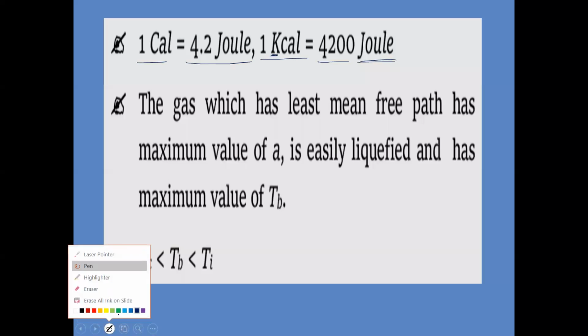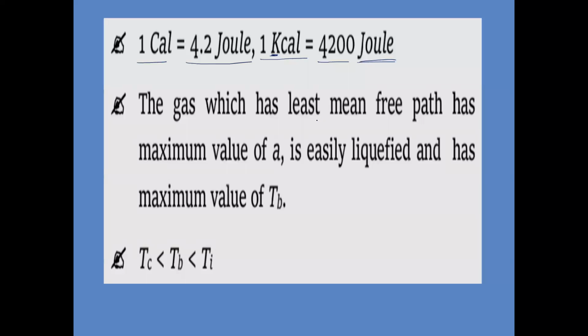Next, the gas which has the least mean free path has the maximum value of A. A indicates the force of attraction, the intermolecular attraction between gas molecules. This A value will be maximum if the least mean free path is there.